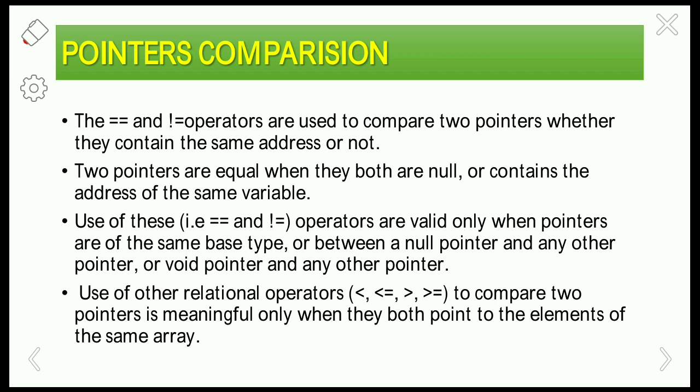So the rules to compare two pointers are given here. The equals to and not equals to operators are used to compare two pointers, whether they contain the same address or not. So we use the equals to and not equals to operators for comparing two pointers, whether they contain the same address or not. And two pointers are equal when they both are null or contain the address of the same variable.